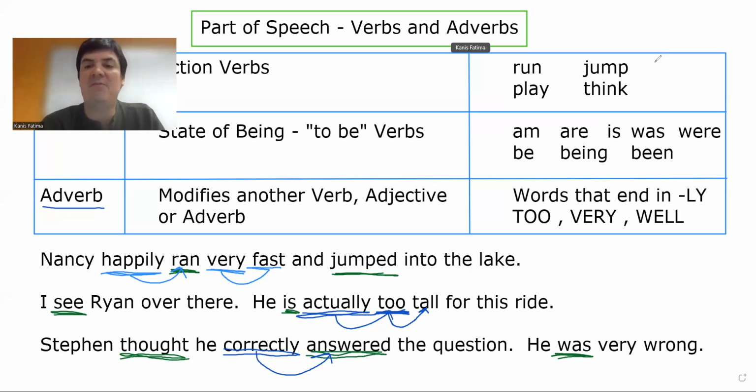Now I see an adverb. I see the word very. Very is an adverb. It is modifying or changing the word wrong. Wrong is an adjective. He was wrong. He was very wrong.